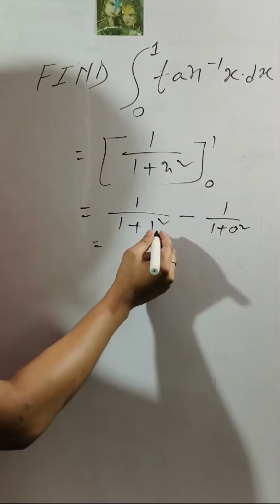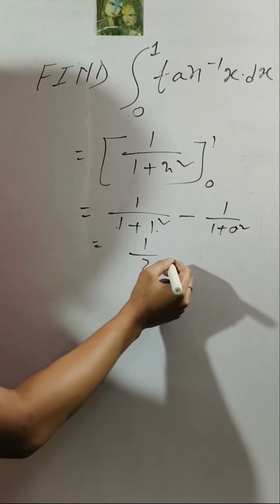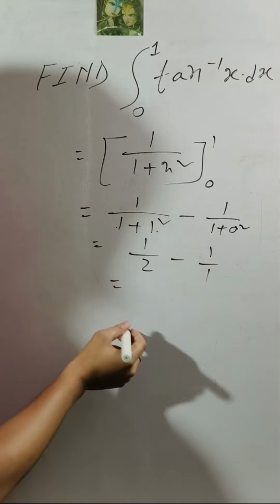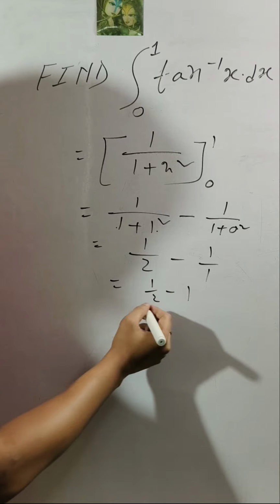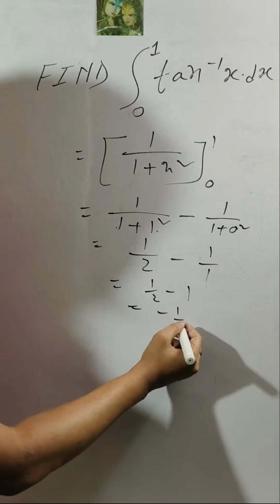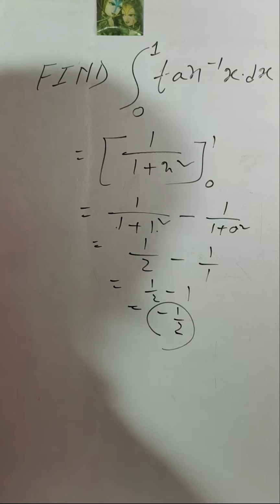1 by 1 square, it is 1 plus 1, it is 2, minus 1 by 1 plus 0 square, it is 1. So 1 by 2 minus 1. After subtracting 1 from half, it will be minus half. Therefore our required answer will be minus half.